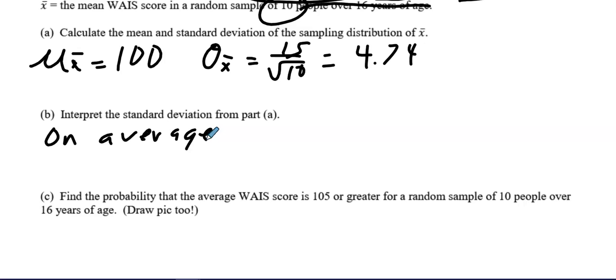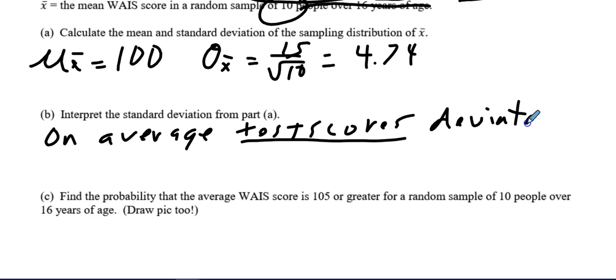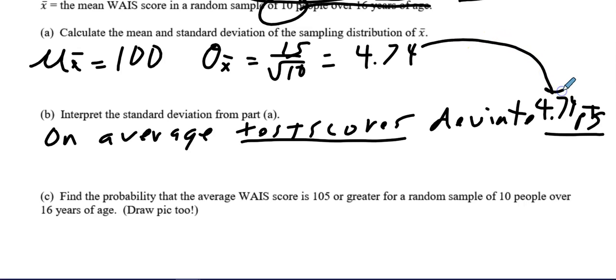It could be weight of tomatoes, whatever. Right here it's talking about test scores. So on average, test scores, this part here is the part we fill in the blank. And then here's the standard part, deviate. And then here's the fill in the blank part, 4.74 points. That comes from right here, the number that we get from the sigma X bar formula. So on average, fill in the blank, deviate, fill in the blank from the mean. That's it. Very easy statement.